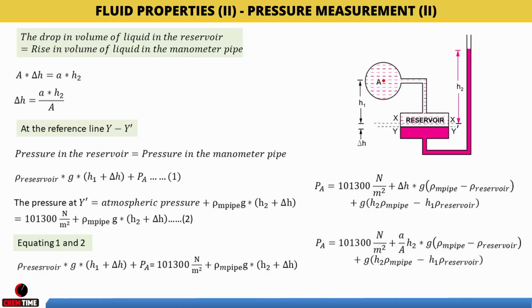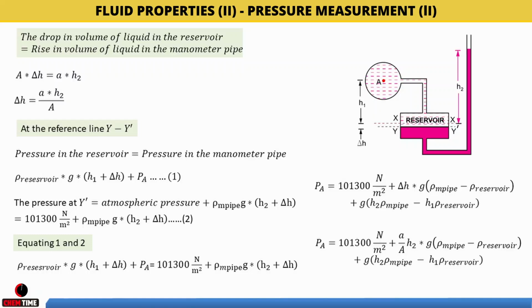the pressure of the liquid in the reservoir. And the pressure at Y dash will be equal to, since it is influenced by atmospheric pressure on one side, atmospheric pressure, this is the dynamic pressure, plus rho m pipe, that is density of the liquid in the manometer pipe, into G into H2 plus delta H. The atmospheric pressure value is 101,300 newtons per meter square.